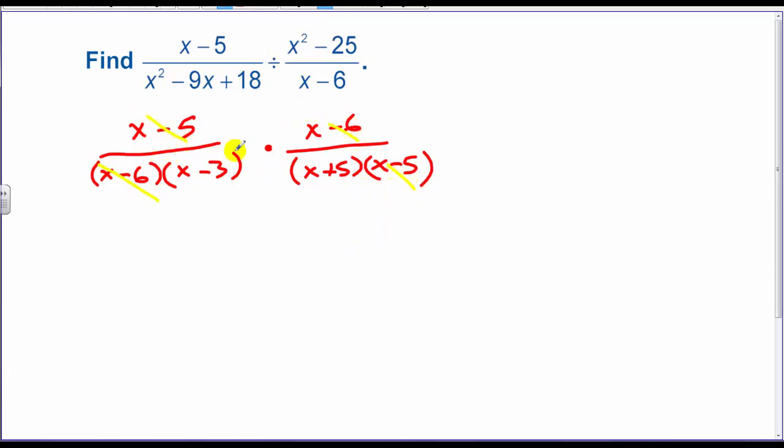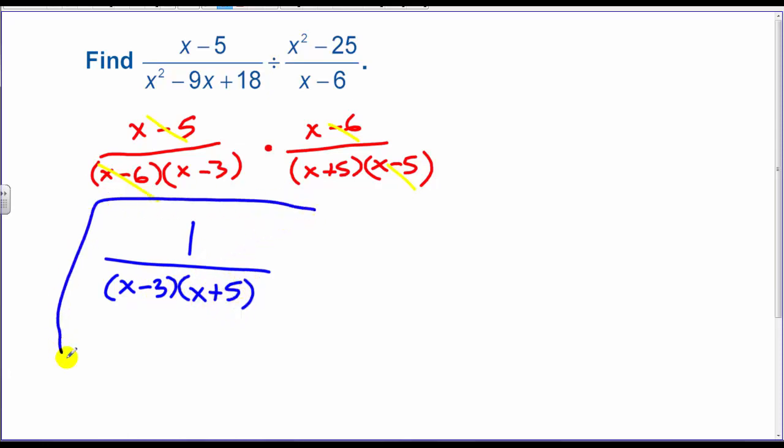You'll notice everything in the numerator is reduced. That doesn't make the numerator equal to 0. Anything over itself reduces to 1, so I have a 1 in the numerator over x minus 3 times x plus 5. And there we have it.